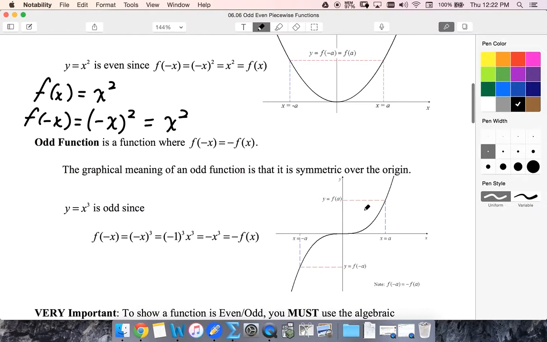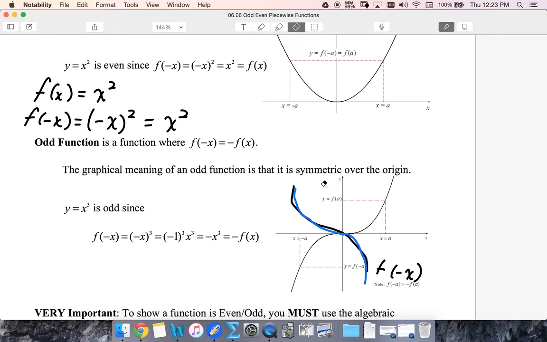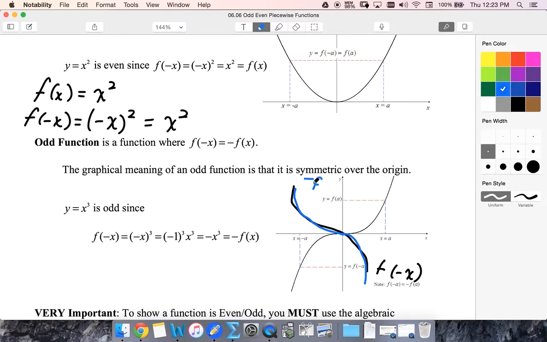So if we think of x cubed, if I reflected x cubed over the y-axis, it would look like this. So that's f of negative x. If I reflect it over the x-axis, this part is going to come down, and of course that's a terrible drawing there. This part is going to flip up. Again, a terrible drawing. Oops, that's negative f of x reflected over the x-axis. And those are the same values.